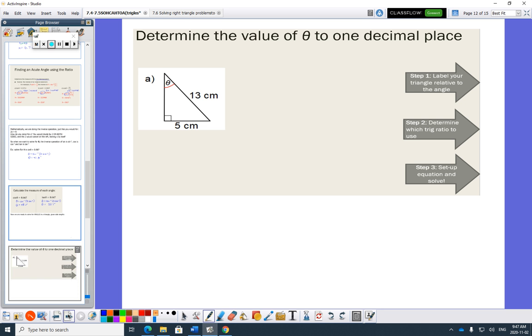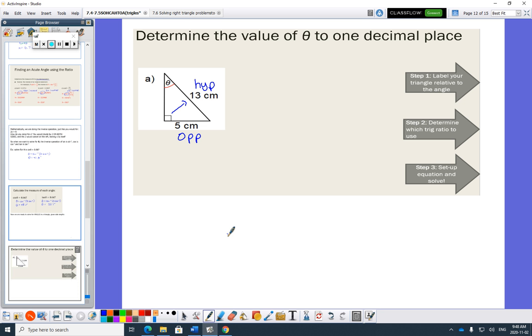Now if we want theta, we have two sides here, so we're going to label what they are. 13, across from the right angle, is the hypotenuse. This side is opposite to theta. And this time we don't have a choice, right? We don't know what theta is, so we can't find the other angle. There's only one option here.